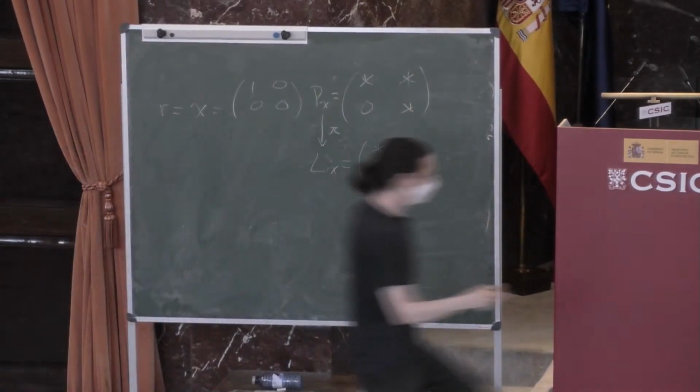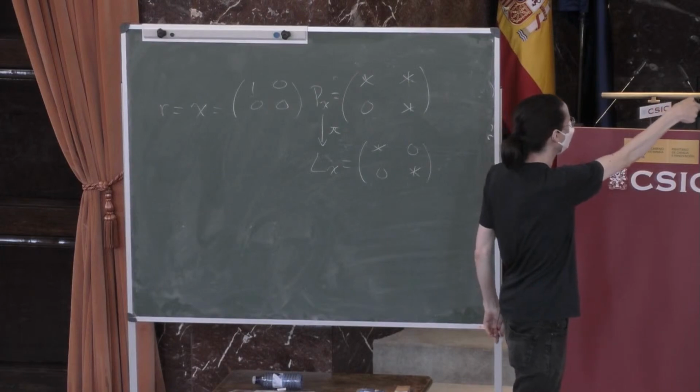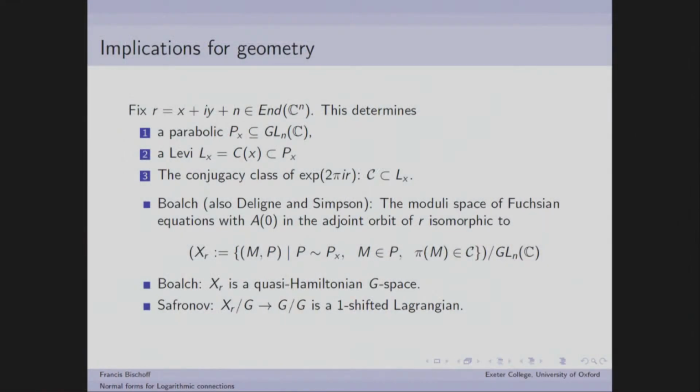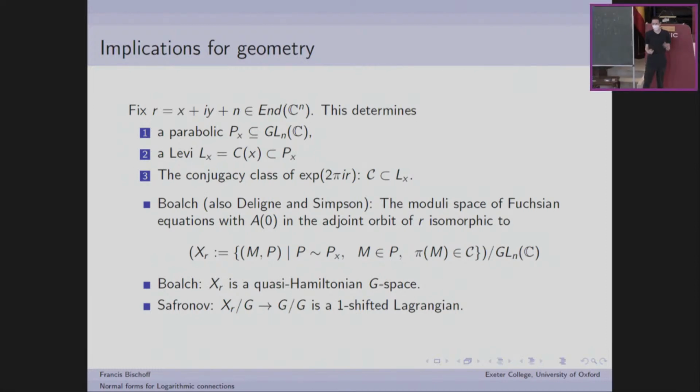And then the final thing that we have is we can take this element and exponentiate it, and we take the conjugacy class in L. Okay, so then what Boalch explained is that the moduli space of these equations, where A of 0, the constant part, is in the adjoint orbit of R, so it's conjugate to R, is isomorphic to the following quotient. It's the quotient of a space X_R modulo the action of the group GL_N.